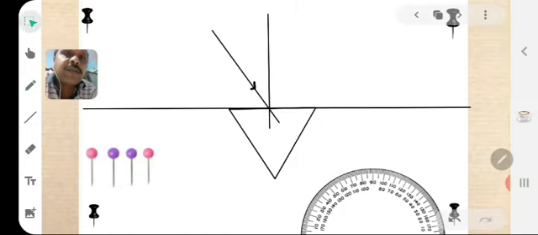Now next, we have to place two pins on this incident ray. Remember, the angle of incidence in this case is 35 degree. So let us take up two pins and put these pins on the line of the incident ray. Let us name the incident ray. Let the incident ray be named as AO.